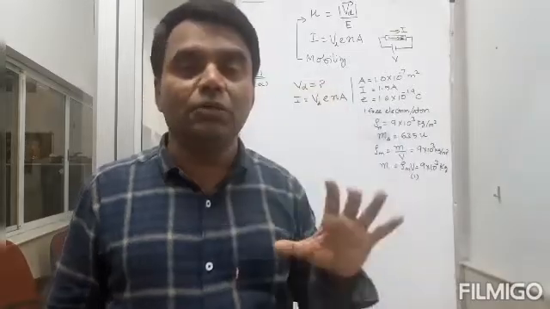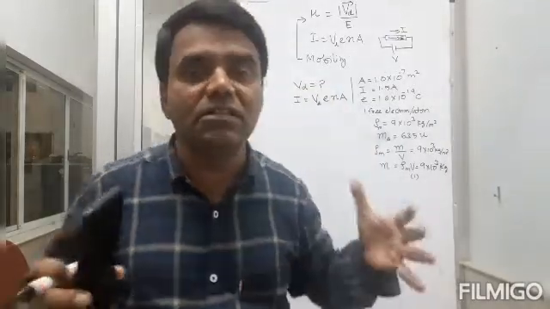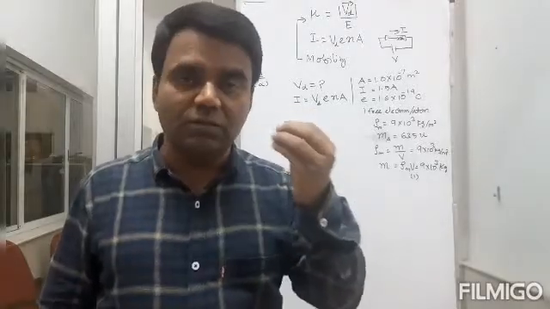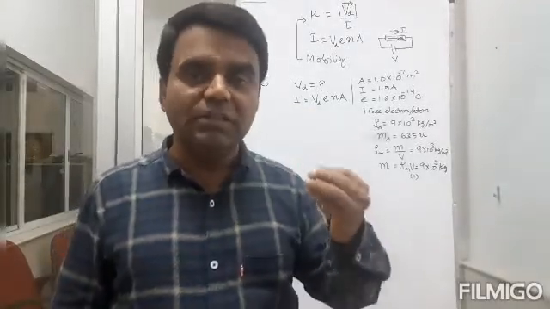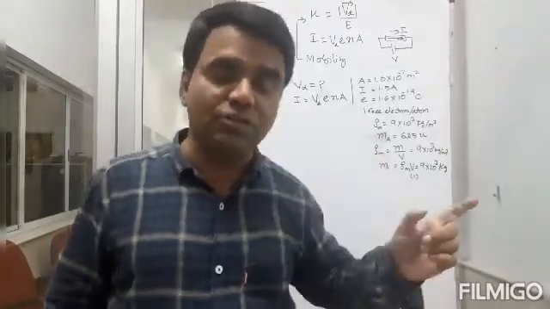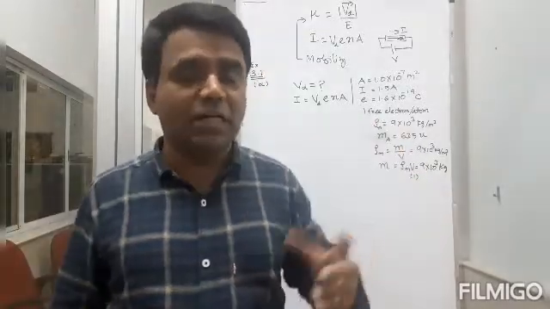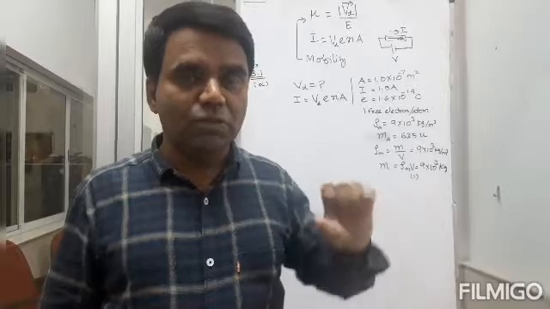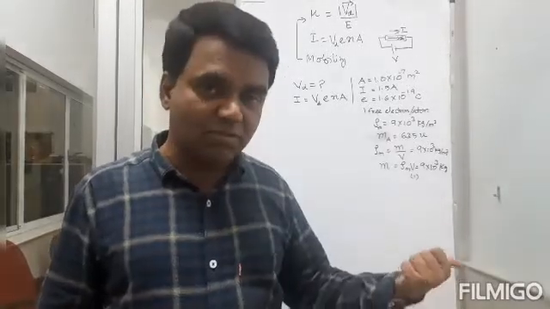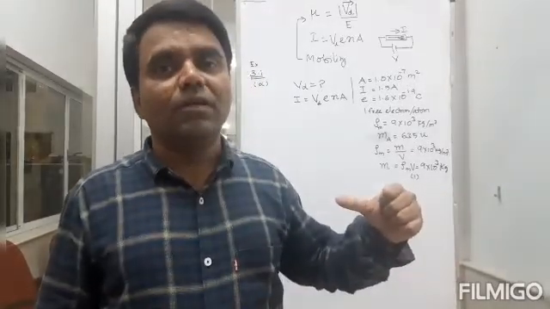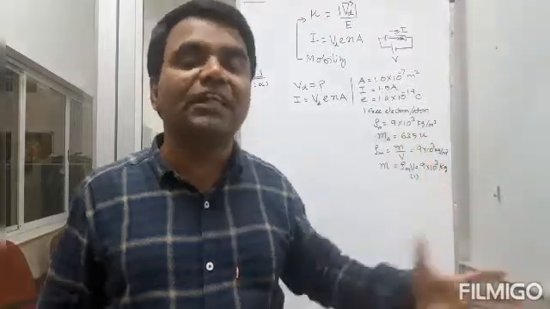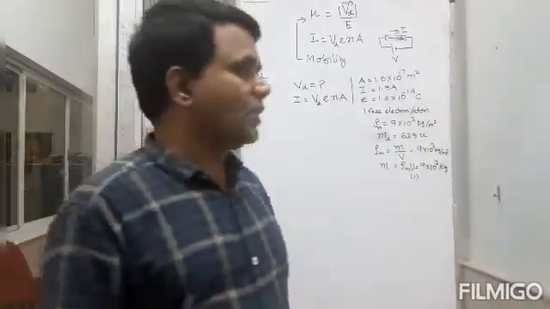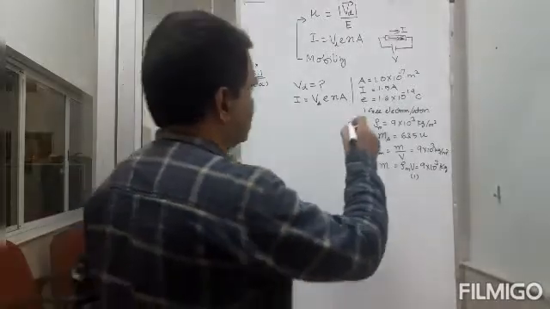Now I need to find out how many atoms are in 9 tons of copper. And if I know the number of atoms in 9 tons of copper, then I know the number of free electrons in 9 tons of copper. How? Because I know each atom contributes 1 electron. So if I calculate the number of atoms, then that will be equal to the number of free electrons in 1 meter cube of copper. Okay? Then how do we do it? Well, what do we know? I know this.